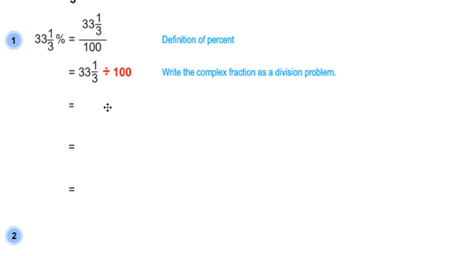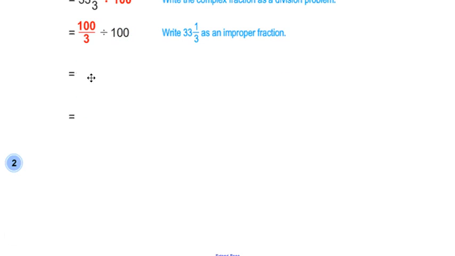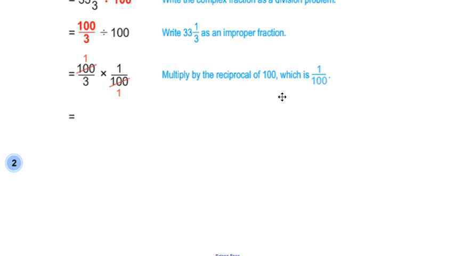Now what I can do next is I'm going to write all my mixed numbers as improper fractions so I can multiply and divide them. So 33 1/3 is 100 over 3 because we multiplied 3 times 33, added 1, that's 100, and the denominator stays the same. So now we can multiply our two fractions and we get 1/3. So 33 and a third percent is equal to 1/3.